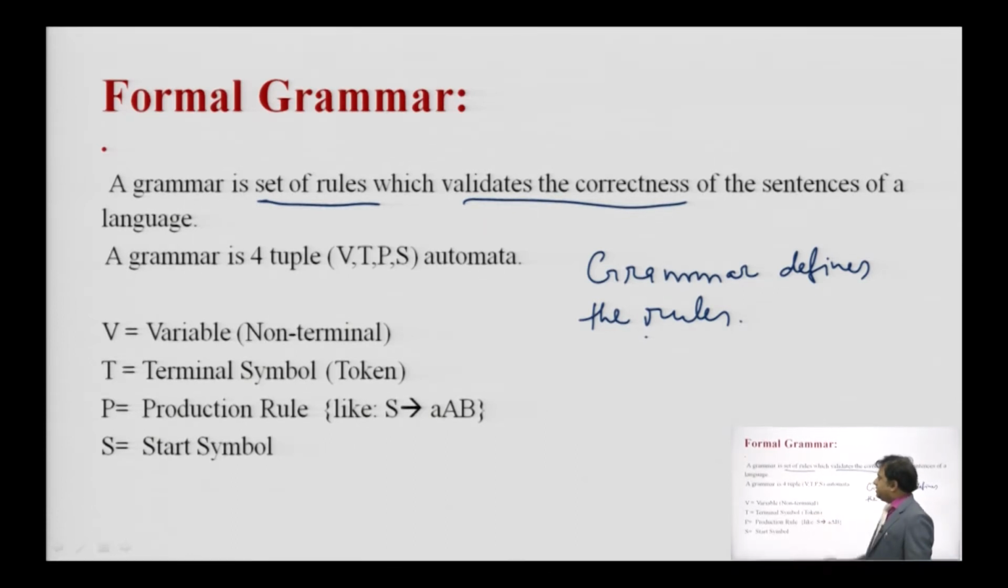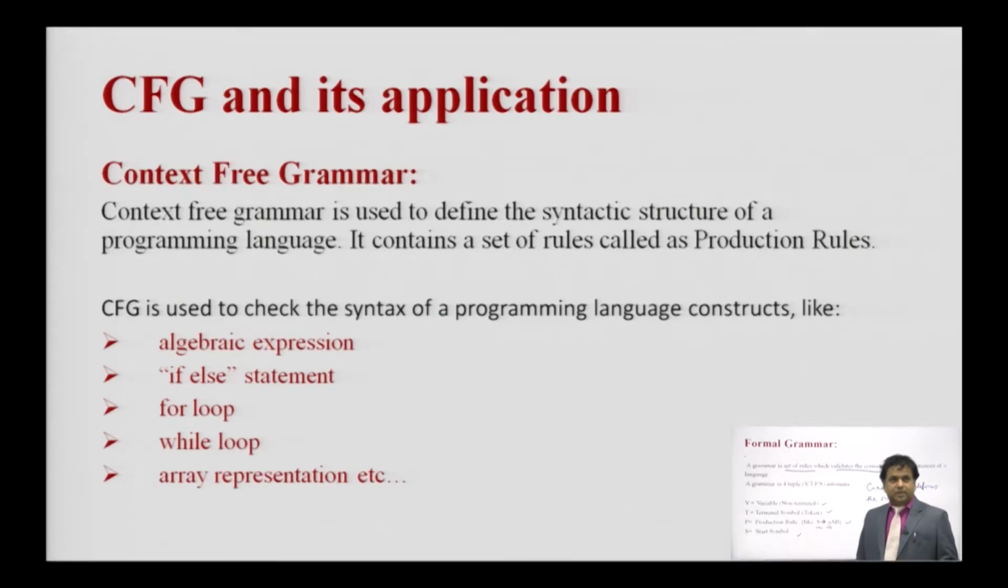A grammar is defined in automata as a 4-tuple. First is non-terminals, which are also known as the variables. Second is terminal symbols, which are known as the tokens in compiler design. Third is production rules, which are written as a non-terminal followed by a string of terminals and non-terminals. And fourth is the starting symbol. So, the grammar is defined by these 4 tuples.